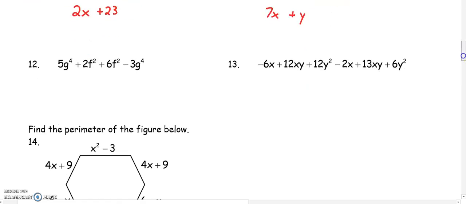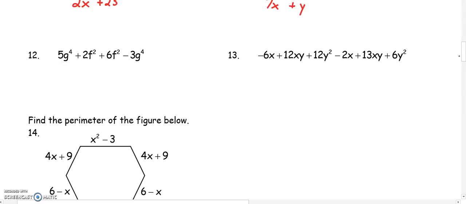Number 12, 5g to the fourth plus 2f squared plus 6f squared minus 3g to the fourth. So g to the fourth are like terms, so 5 minus 3 gets us 2g to the fourth. Notice that the exponents are never changing, just the number or the coefficient out front. And then we have 2f squared plus 6f squared, which gets us 8f squared.